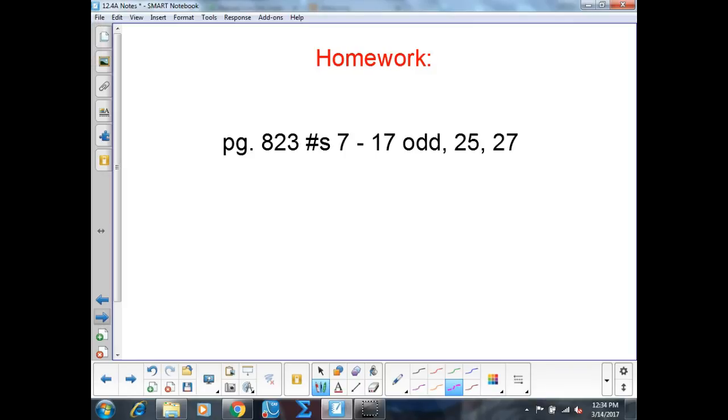Okay. So this is that 12.4 homework, and it is due Thursday. The same as you got yesterday. There's no formative tomorrow. Yep. Can I push pause first?